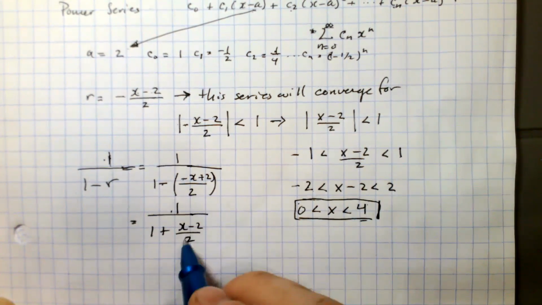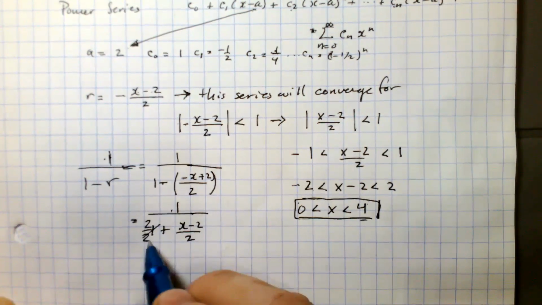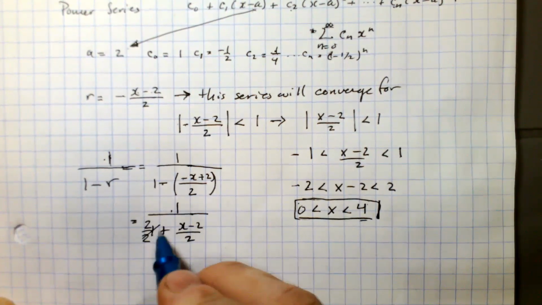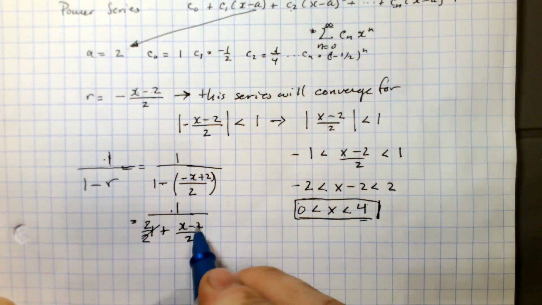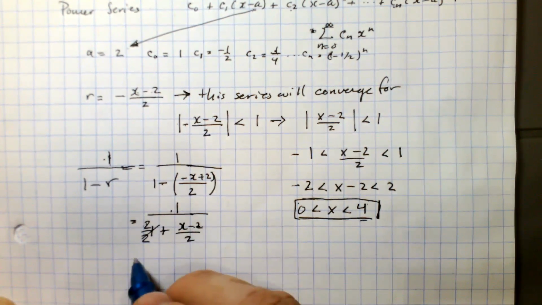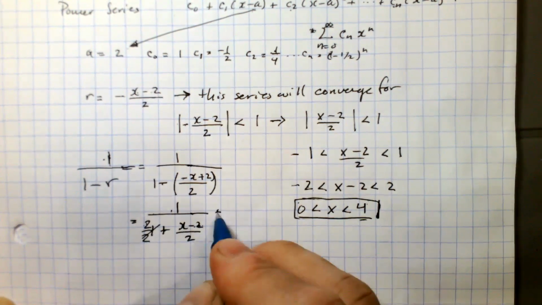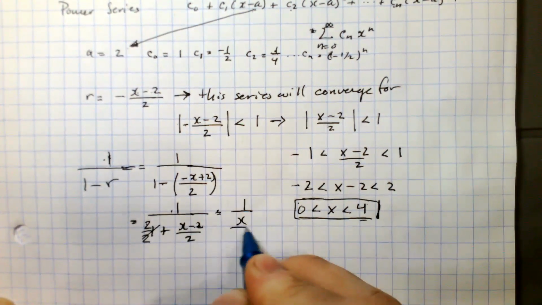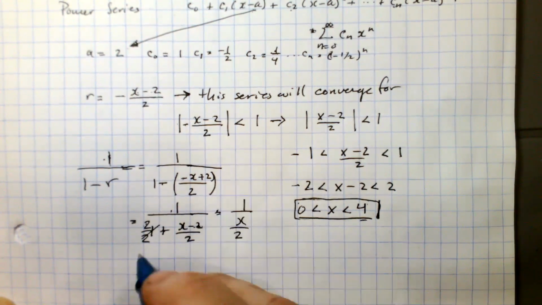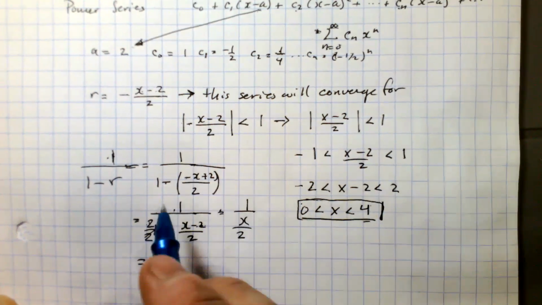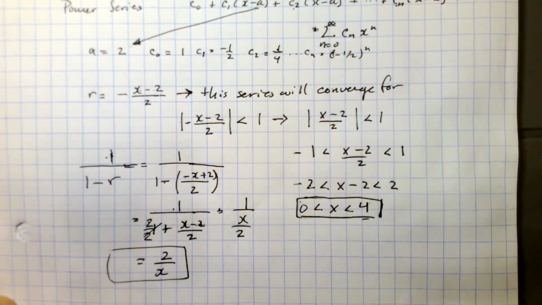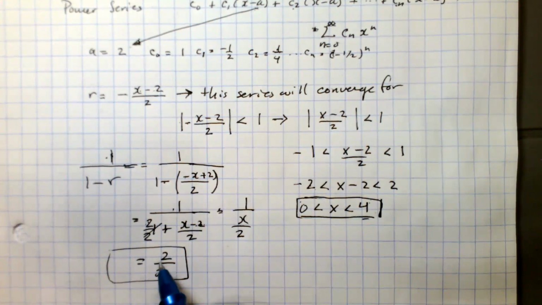Getting a common denominator, this changes to 2 over 2. Then this is going to be 2 plus x minus 2, so the 2 and minus 2 cancel. I can simplify this as 1 over x over 2, which is 1 over the reciprocal, simplified as 2 over x. So this really interesting and complicated series has a closed form of 2 over x, which is really, really cool.